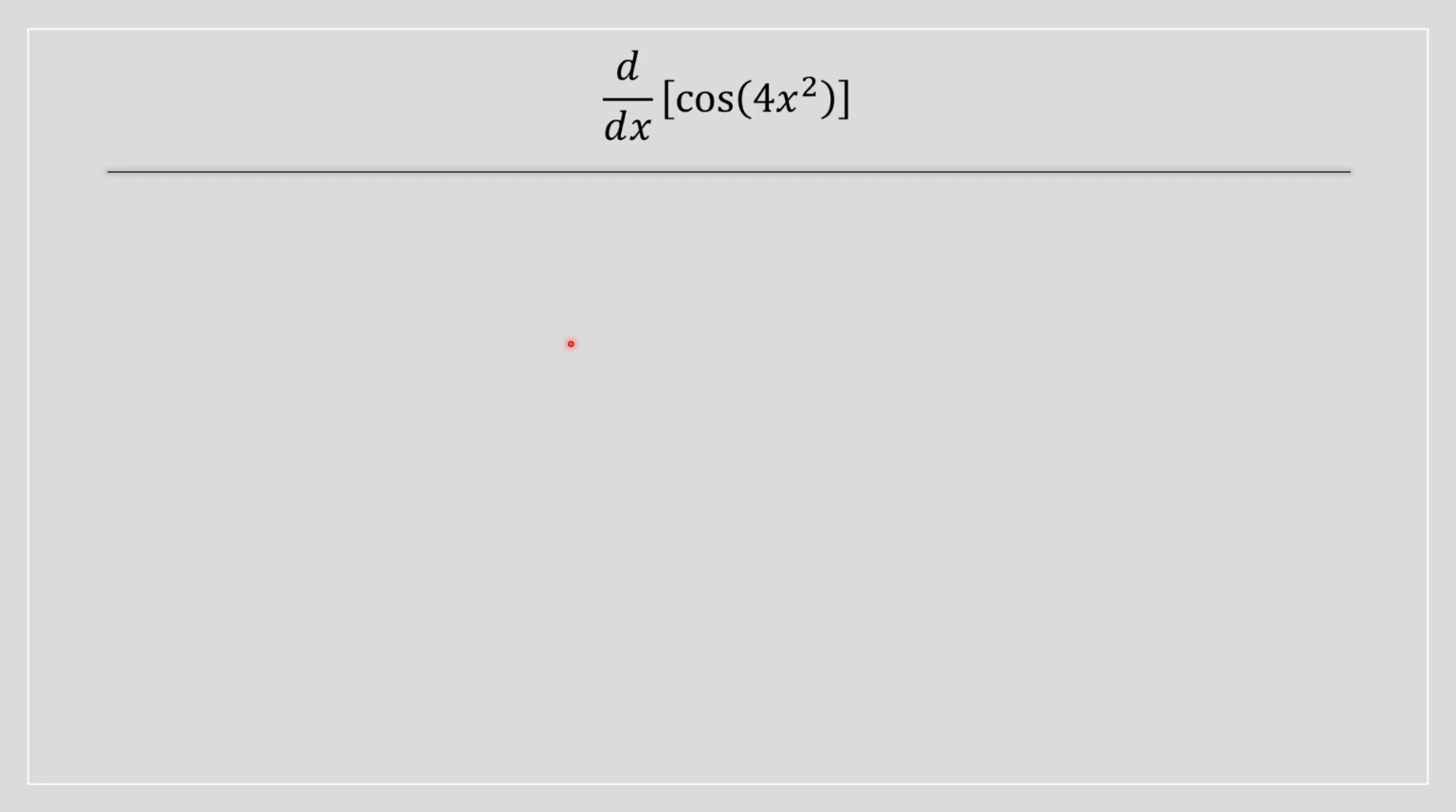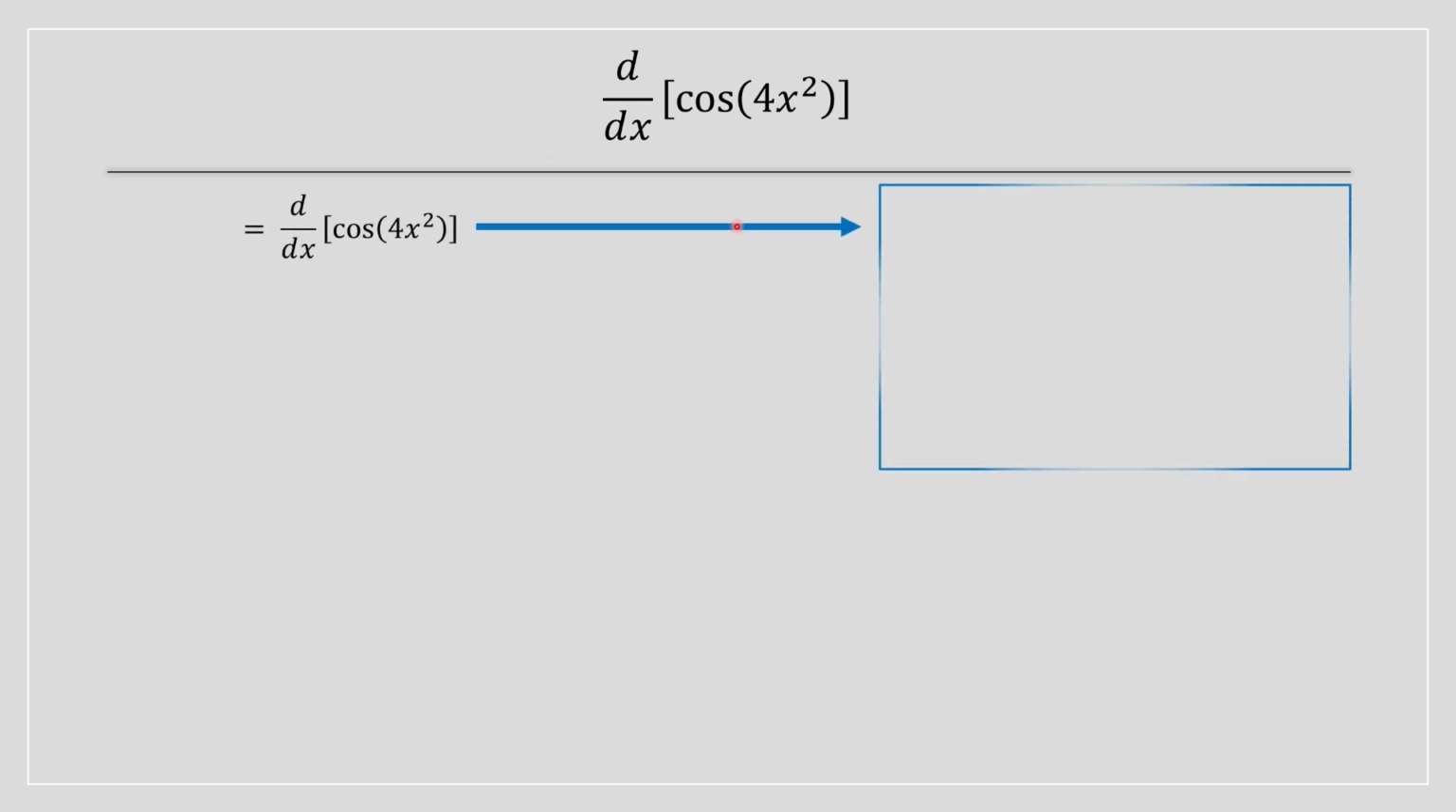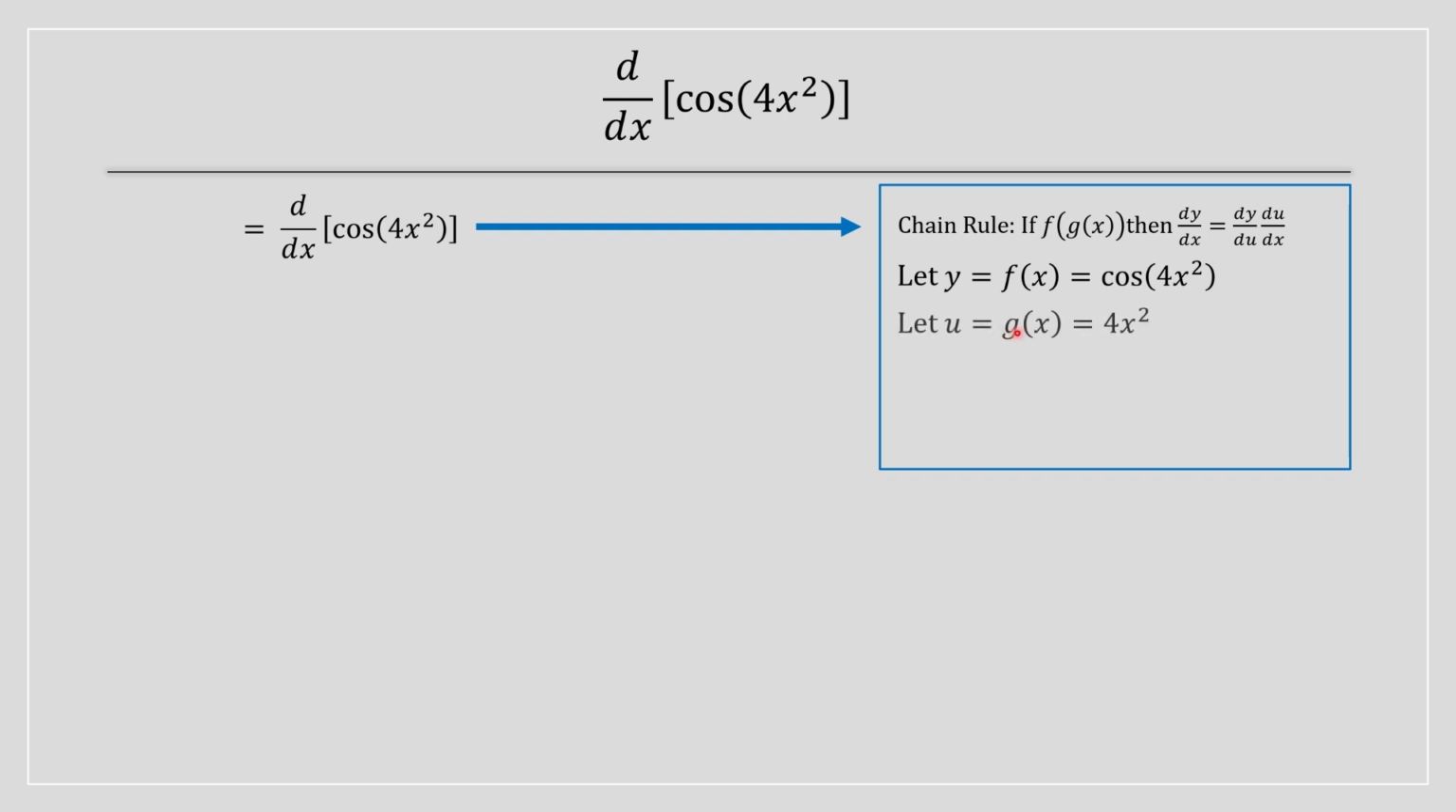Okay, so this is question 34, and it's a lot simpler than the previous one, right? So the first step is by applying the chain rule again. So we're going to apply the chain rule again, and as I said, there's a function inside another function. We have the cos function, we have the 4x squared function. And the main function, the outer function, is cos 4x squared, and the inner function is 4x squared.